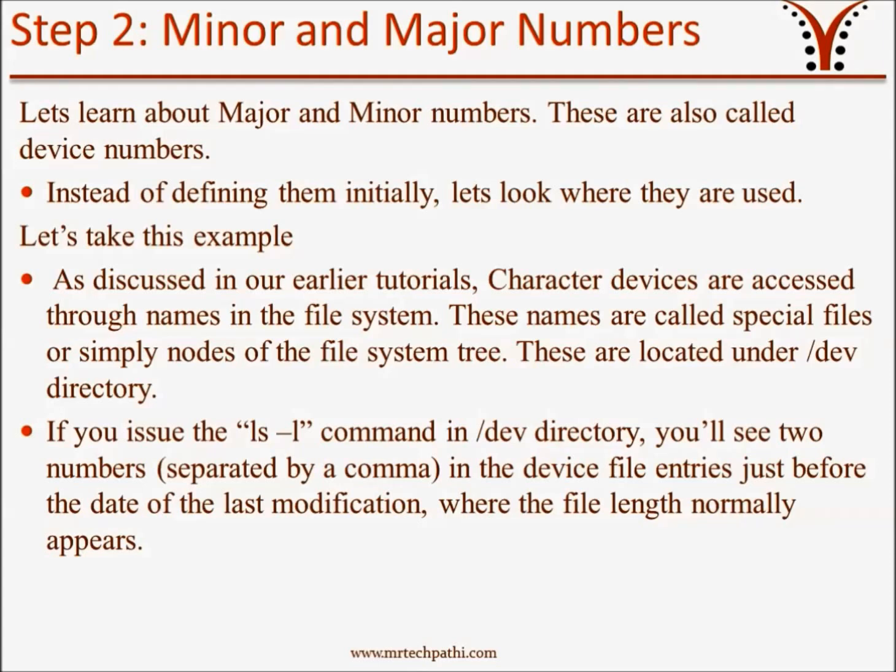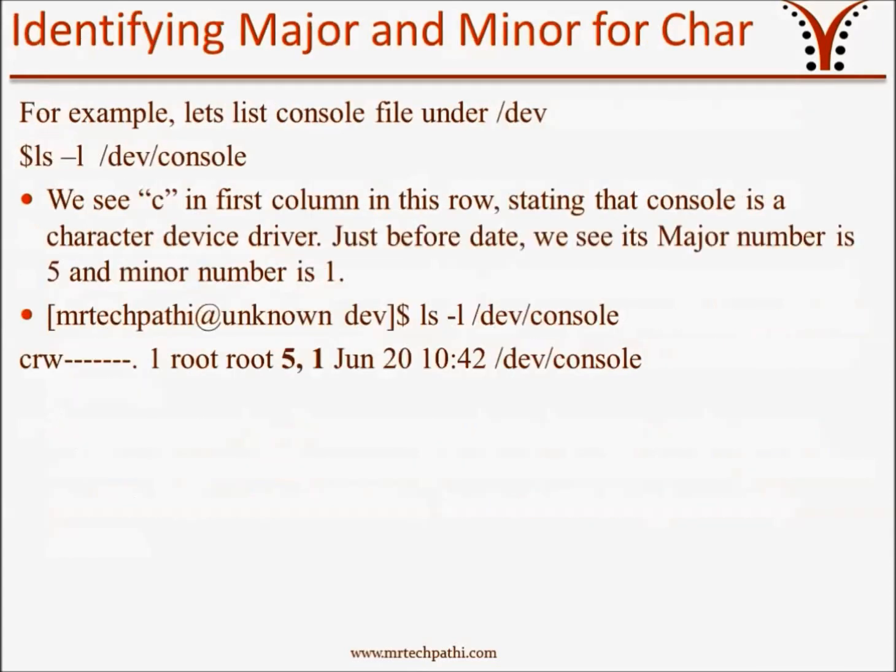Let's not open the Linux terminal now to demo this. I'll present it here in the upcoming slides. For example, let's list the console file under /dev. I've used the ls -l command here. We see the character c in the first column of this row, stating that the console is a character device driver. Just before the date, we see the major number and minor number. The major number is 5 and the minor number is 1. This is a simple way to identify the major and minor number of your existing character device.